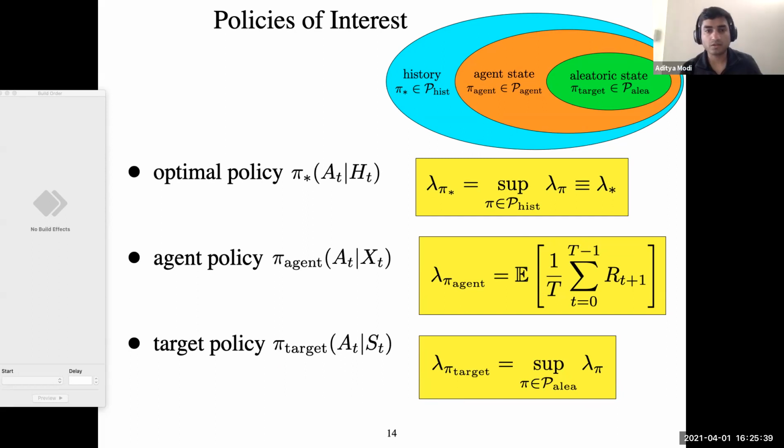Ben, I had a question. Yep. The reward, should this be thought of as the agent's preferences or the feedback from the environment? The distinction I'm looking for is, should it be a function of the agent state or the aleatoric state, I guess, in your case, versus a function of the history?